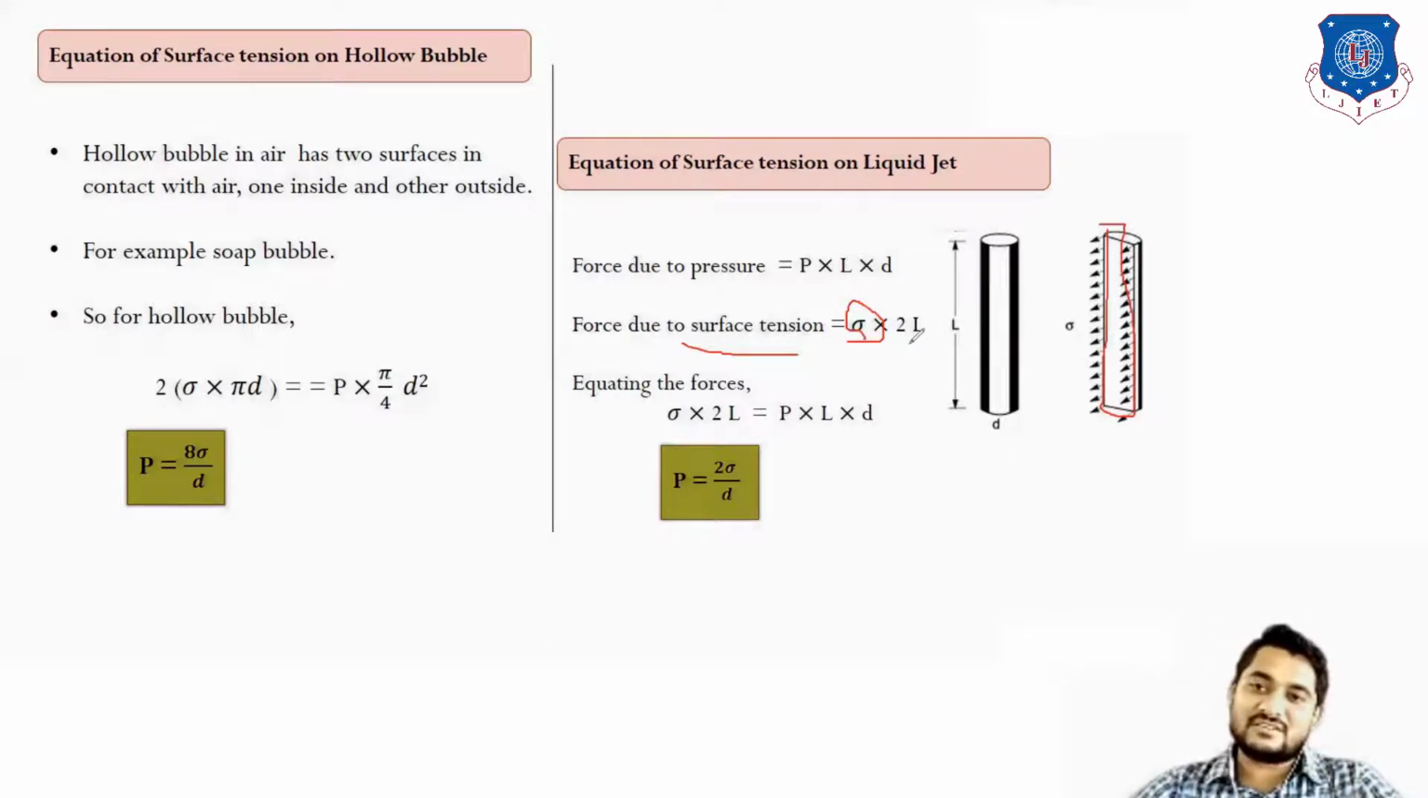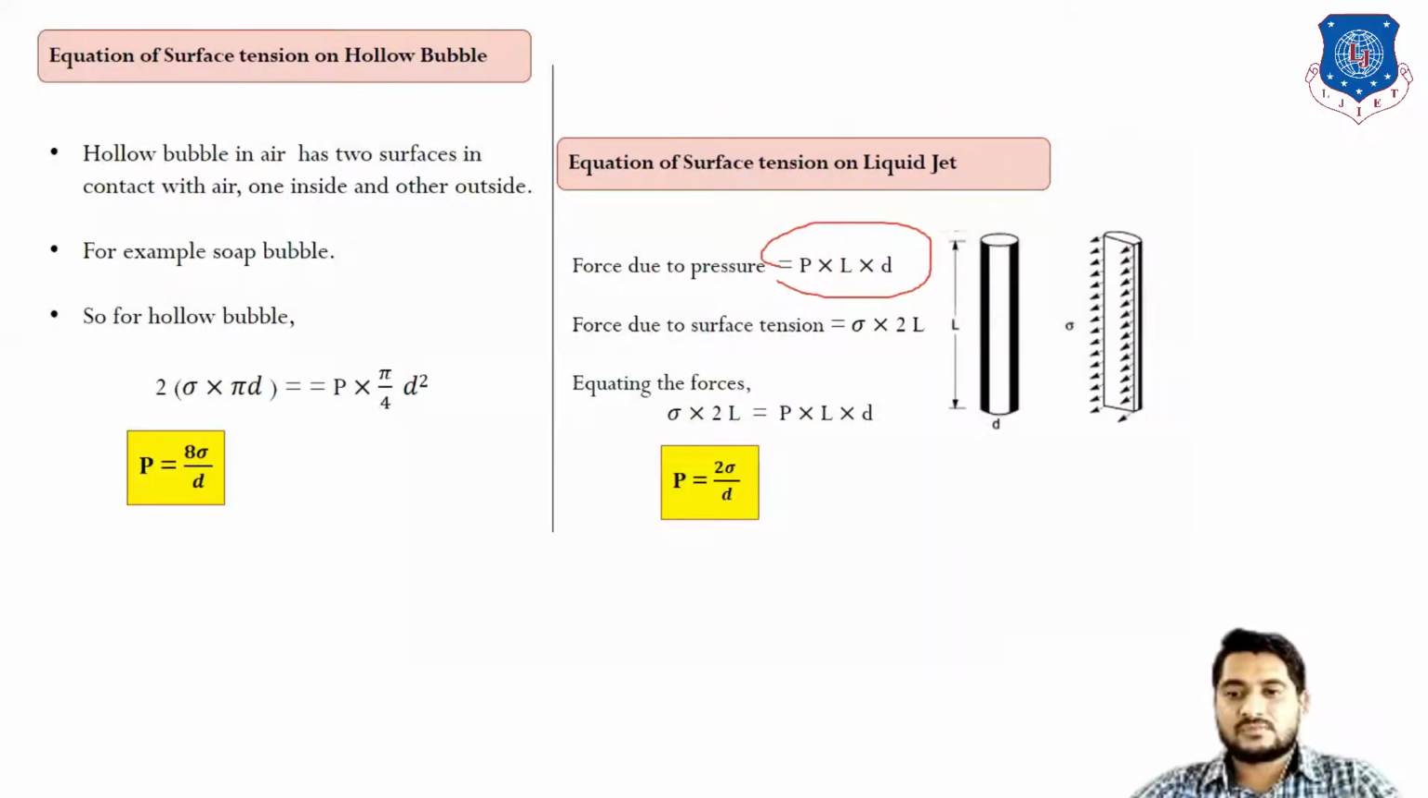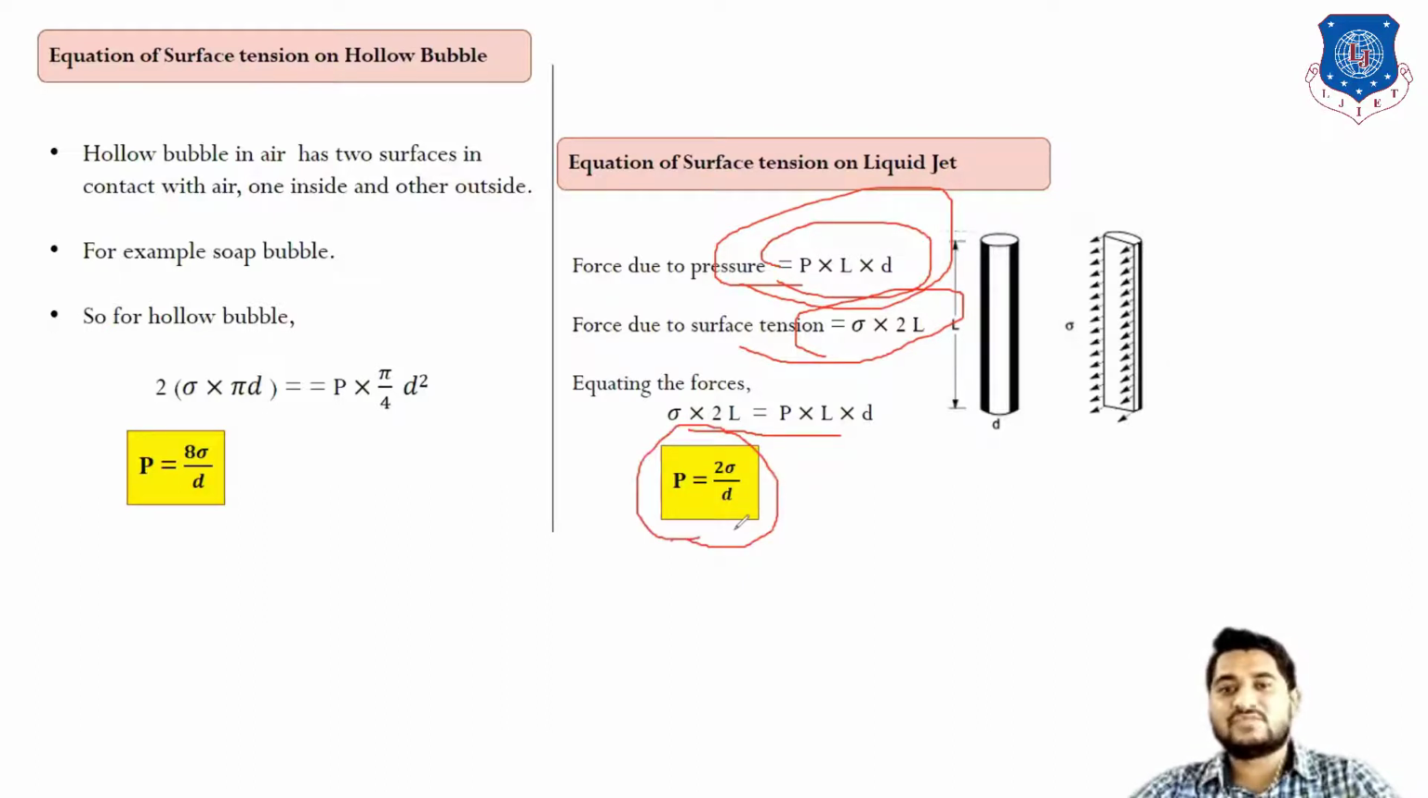But here I repeat again, length is very much greater than diameter. So the addition of diameter to the length has no effect. We can neglect the plus 2d here, right? We can neglect the diameter from this summation. So here the pressure force is here and the surface tension force is here. We can balance both forces. From this we can find that P is equal to 2 sigma by D.